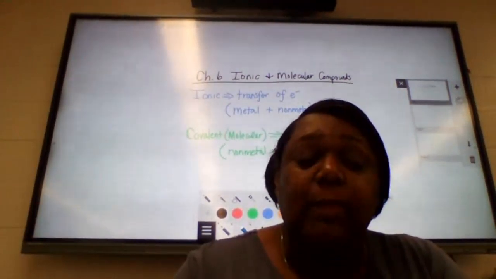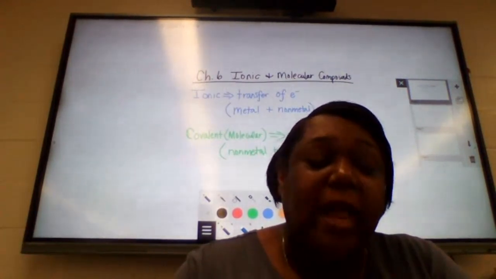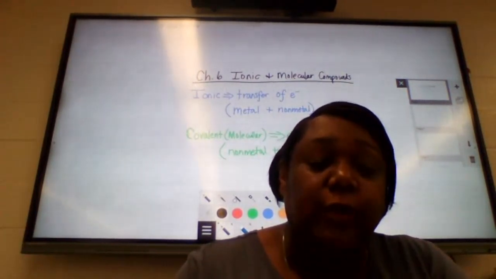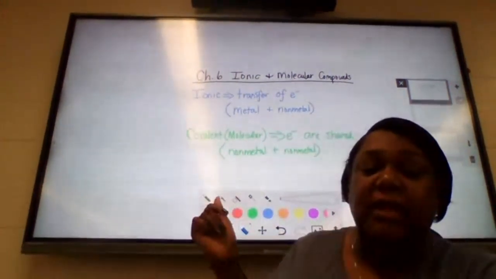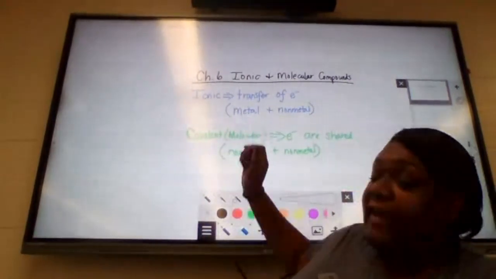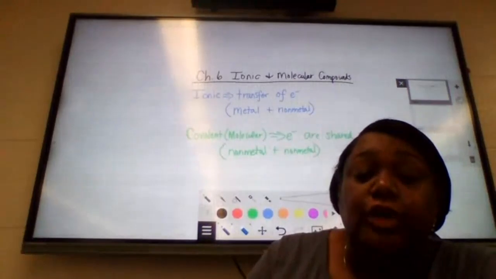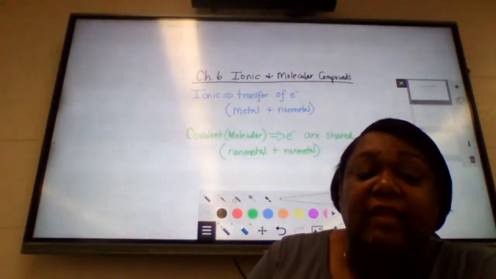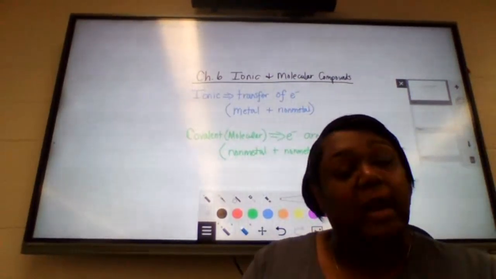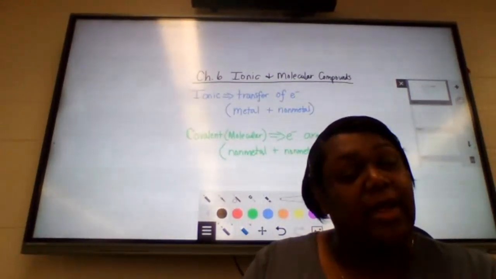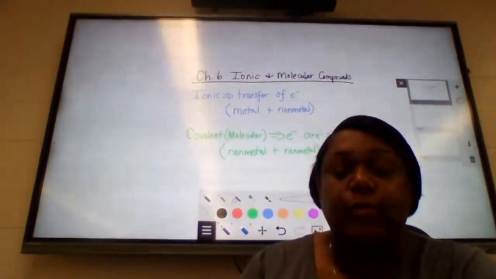In section 6.1, that's where we start talking about ions and how ions require a transfer of electrons. And so, again, this chapter is on ionic and molecular compounds. You'll notice when we say ionic, we're talking again about that transfer of electrons. And generally, your ionic compounds will be ones that contain metals and a nonmetal. Now, if you'll remember, we find our metals on the left side of the periodic table, and we find our nonmetals on the right side of the periodic table.